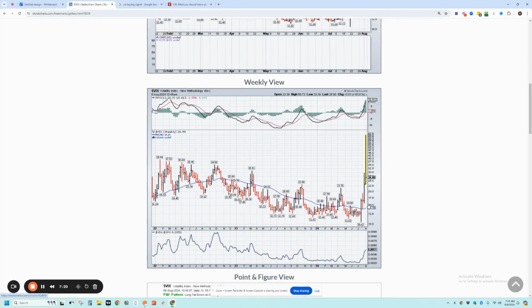So we were below 15. If we just drew a line at 15 over here, we were below 15 most of 2023 and 2024, right? Except this one spike over here to 21 back in April. This is considered a complacent market when it's low, below 15. And then when it got complacent, we dumped. And then it might be a buying opportunity. Who knows? This is the latest development.